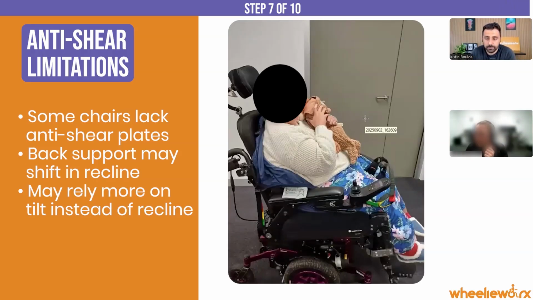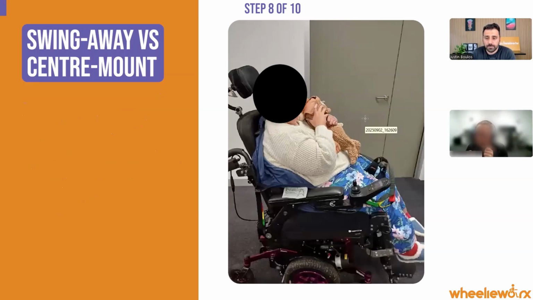And then we looked at swing-aways versus center mounts as well. Swing-away versus center mount. They sometimes get to her knee, so she pushes out. But then with the center mount, her legs are just way off. They're not even on the foot plates. This is always going to be a tricky one with center mounts. I still favor the center mounts.